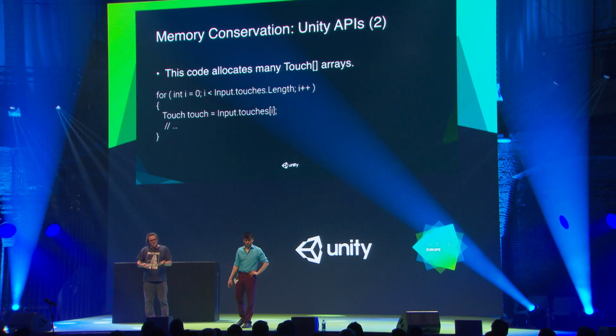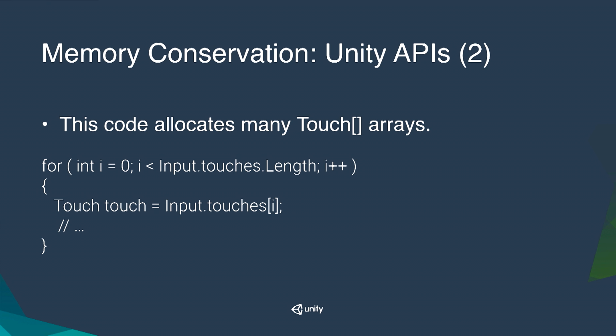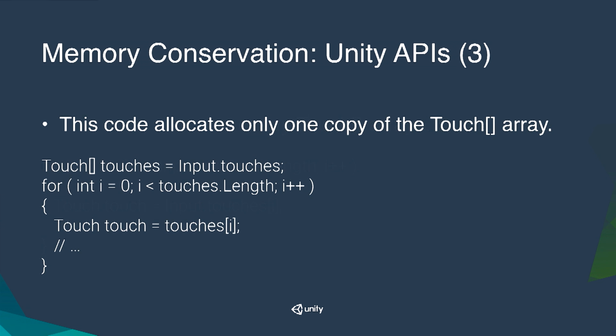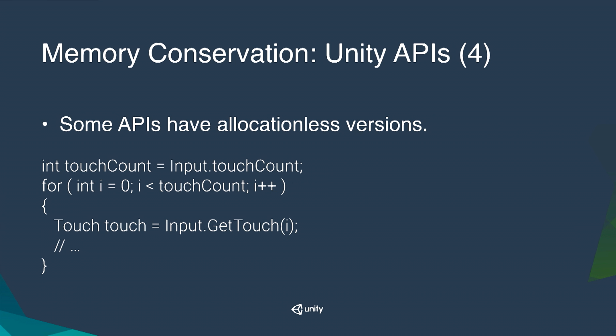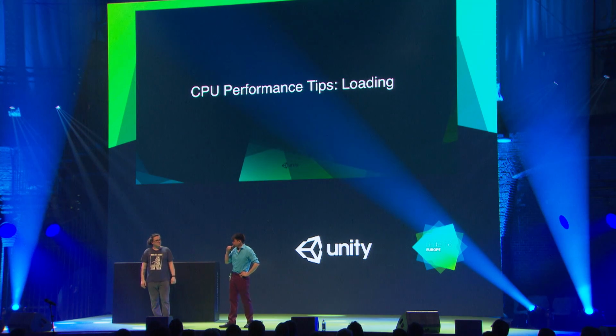Now, because we're on mobile here, let's talk about touch. This code here allocates the array twice per loop. Once for Input.touches to get the length, and once for the array access. By doing what is now on the screen, you're only allocating that once before the loop. And with this version, there are zero allocations at all. So there are versions of the APIs which can solve these problems. But now Ian's going to talk more about CPU and runtime performance. Absolutely.